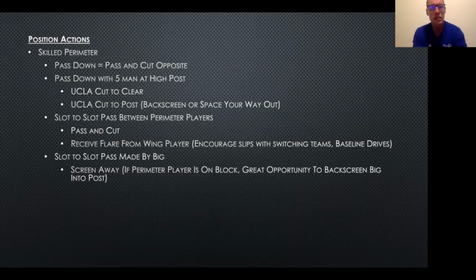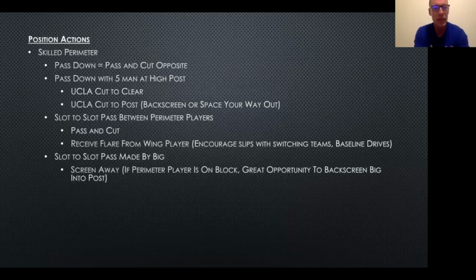Okay, slot to slot between the perimeter players. As I said, you want to pass and cut if it's a down pass. If you're receiving a flare from your wing player, I encourage slips with switching teams, screening your own player, this type of thing. Allow your players to be creative and play with an open mind, okay?